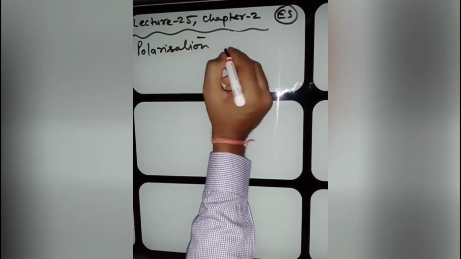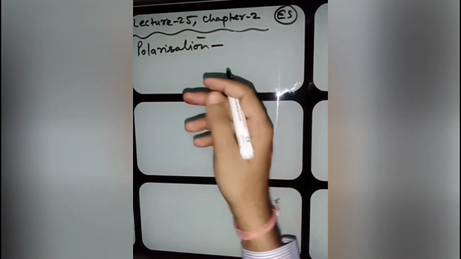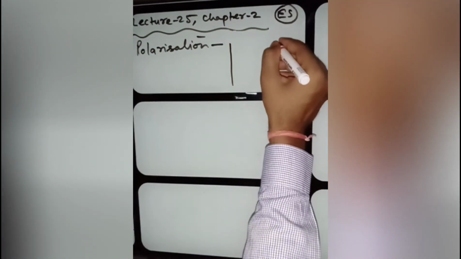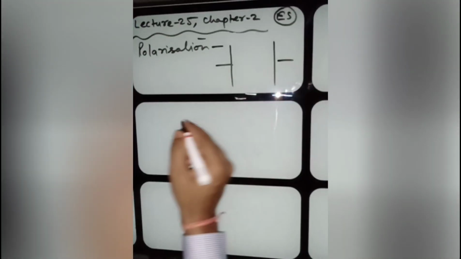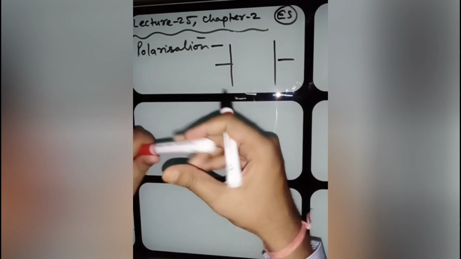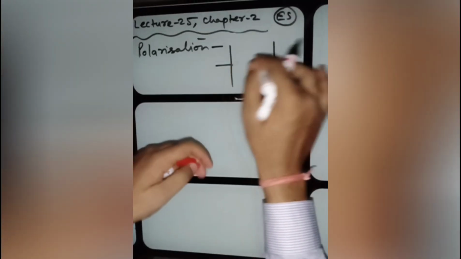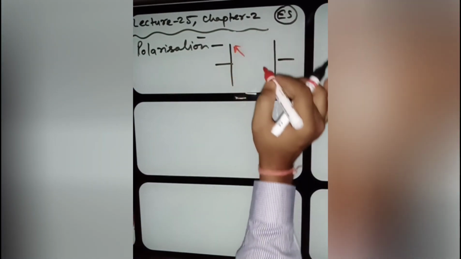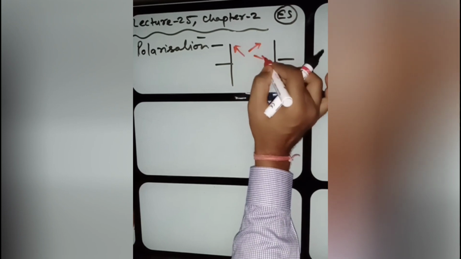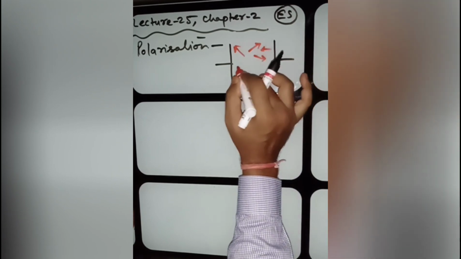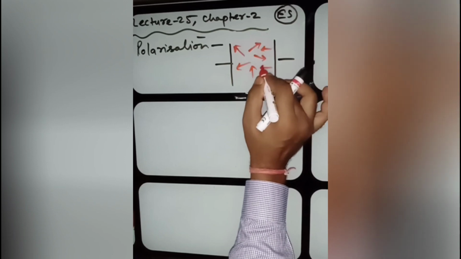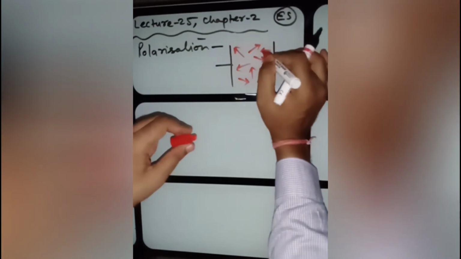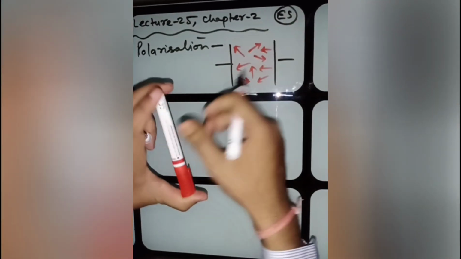The literal meaning of polarization, I have told you already, is to make a pole arise. But how will the pole arise? Suppose this is a plate of a capacitor and you have filled dielectric between the plates of the capacitor. Here the dipoles are arranged in a random manner. Due to thermal agitation, they move here and there. These are represented in red color over here. It is the dipole moment of an individual atom.